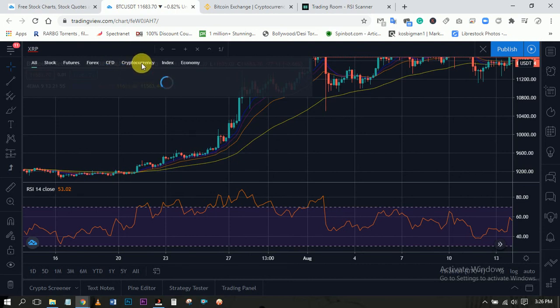So you can just click cryptocurrency, so that it only brings out things that are related to XRP under cryptocurrency market. Then it will show you a list.